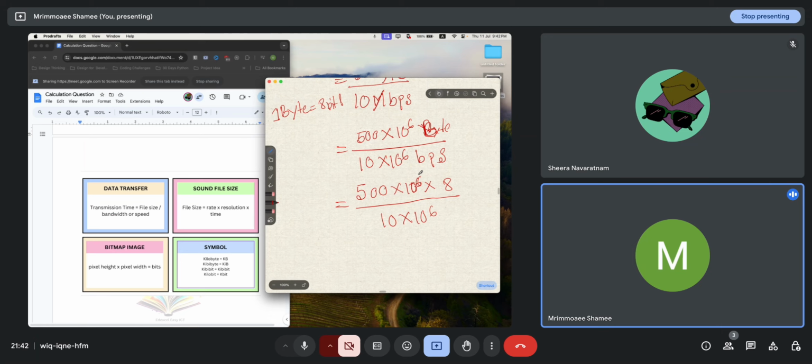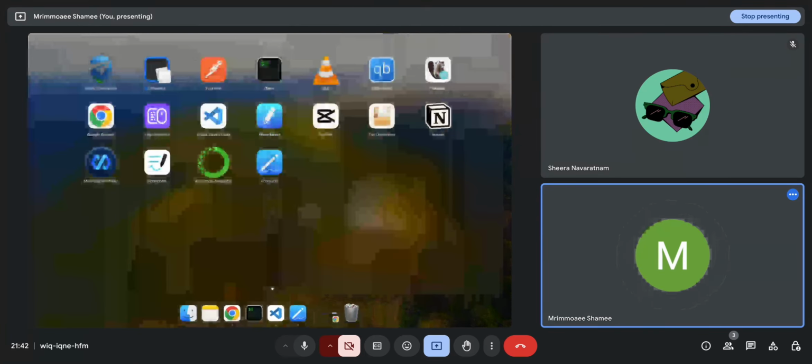And this is the expression, because in your exam they won't give you a calculator, so you have to come up with the expression. So is it okay, Shira? You understand it?